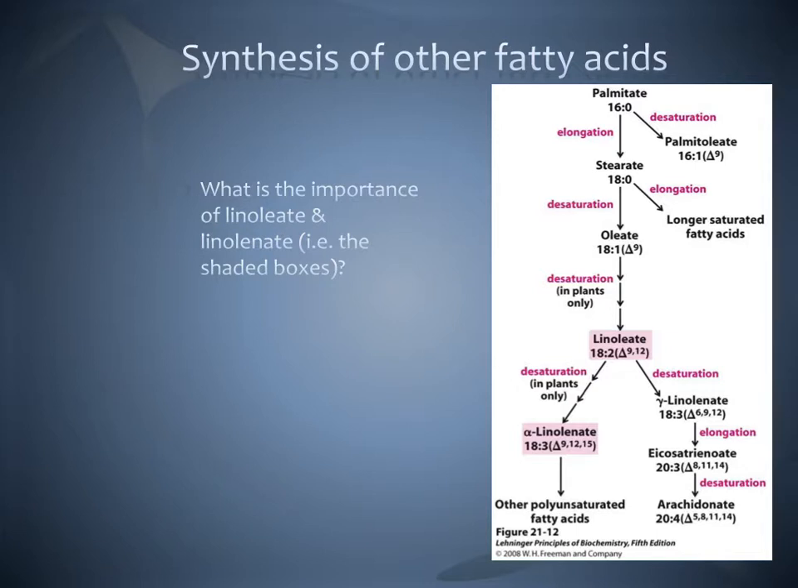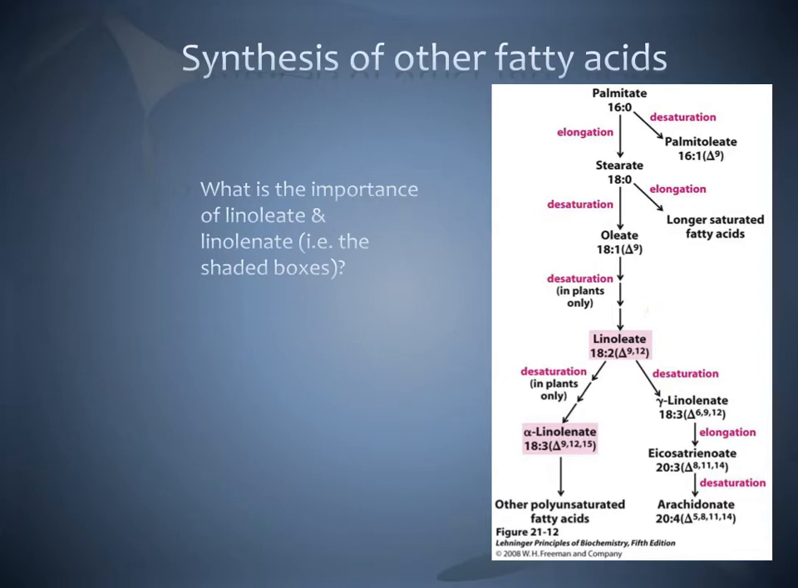Which is 16:1 delta 9, and that just indicates, well, we already said that's the double bond, and what does the delta 9 mean? Where it occurs. So that means it's occurring between carbons 9 and 10, okay? Or we can elongate it in the smooth ER to make stearate, which is 18:0, and do elongation to make even bigger things, but they all have to be saturated. Or another possibility is to make oleate, which is a stearate, but it's got that double bond in position 9.